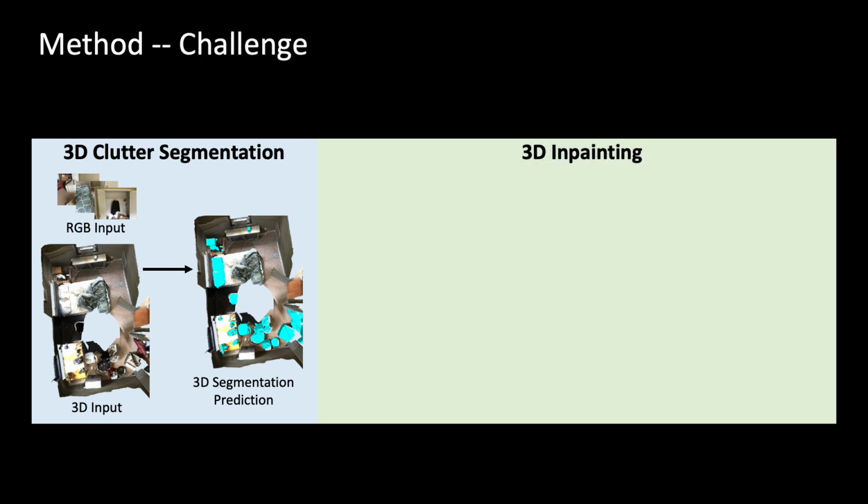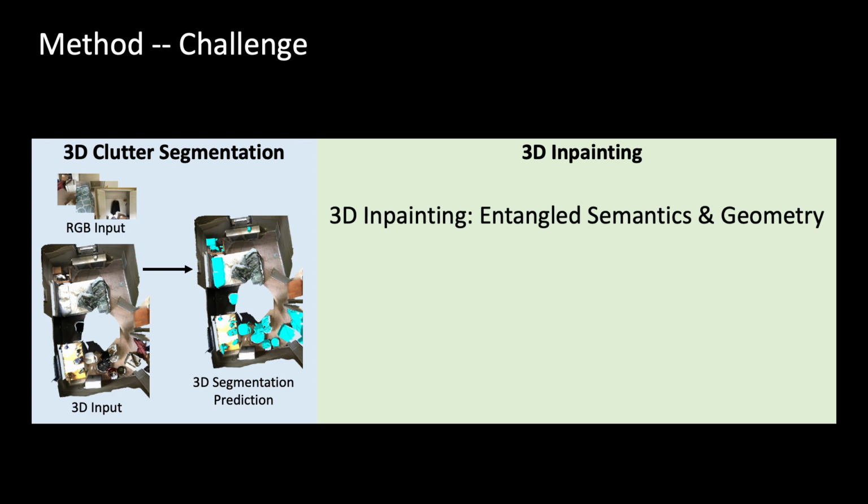For 3D inpainting, semantics and geometry are highly entangled. Simultaneously inpainting both is very difficult. To address this challenge, we propose to project the 3D clutter predictions onto 2D and leverage the powerful 2D inpainting models.